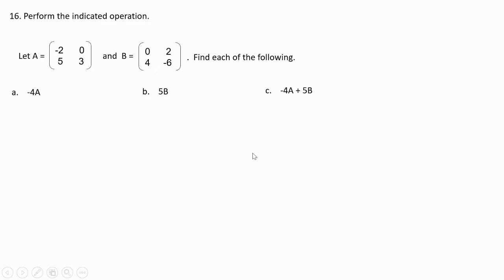So now, here we're going to be multiplying a matrix, right? So we're going to multiply the matrix by a scalar. So for sure it says to find -4 times matrix A.